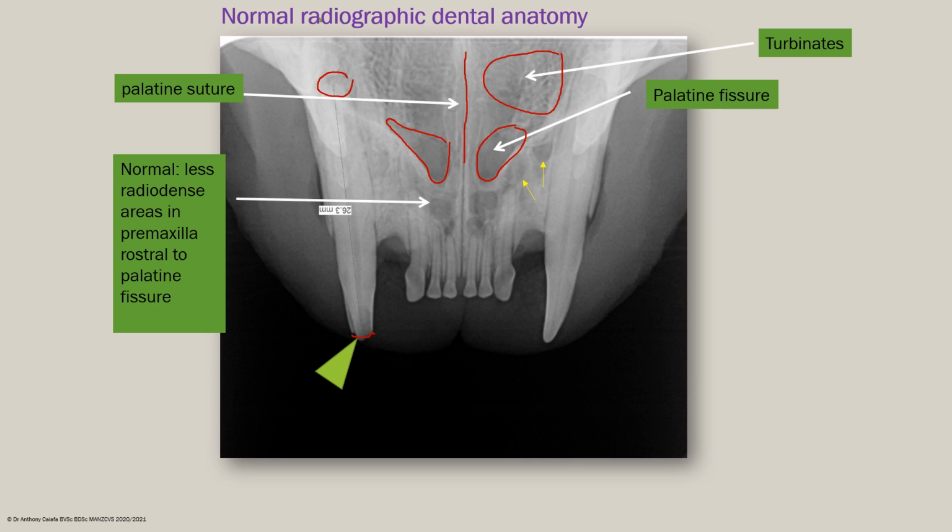One thing we do see in the cat is we see these radiolucent areas or less dense areas here, the yellow arrows here, here, here. So that's not pathology, that's considered normal. So the rostral maxilla can be very porous bone, so it can actually look less dense. So we would consider that normal.